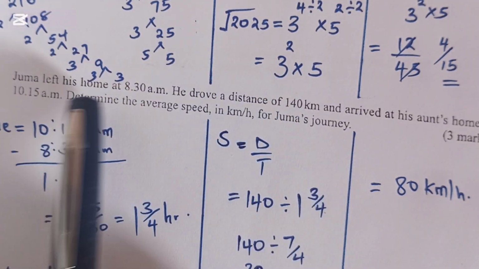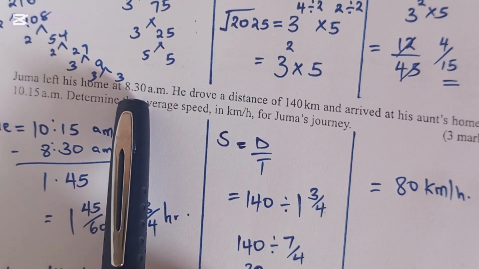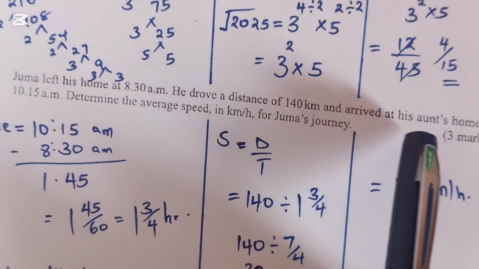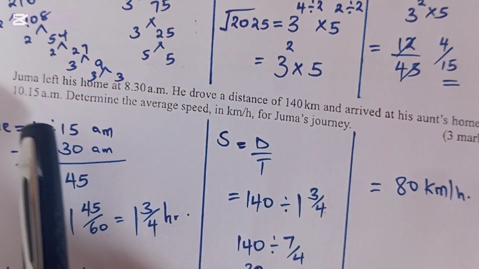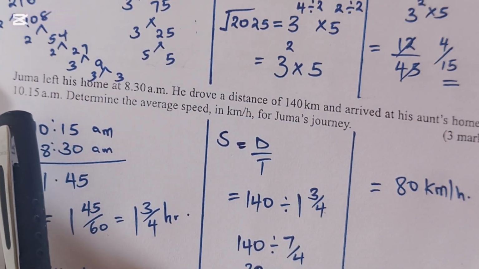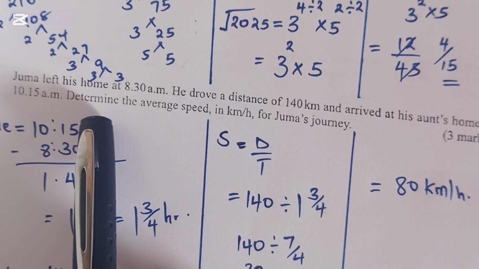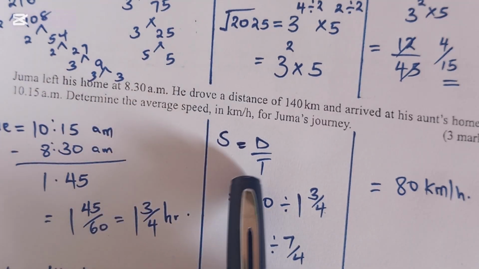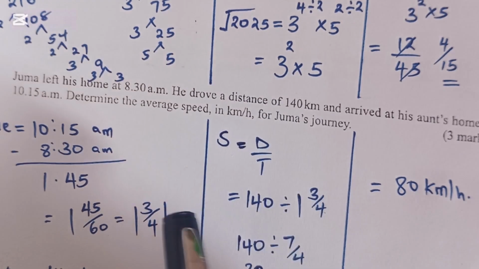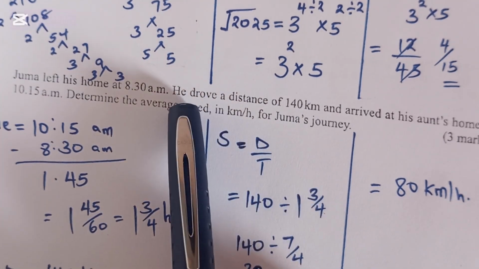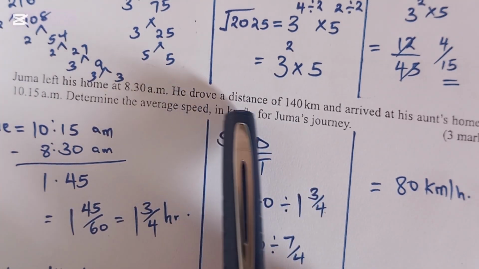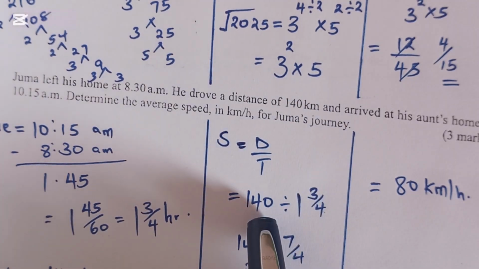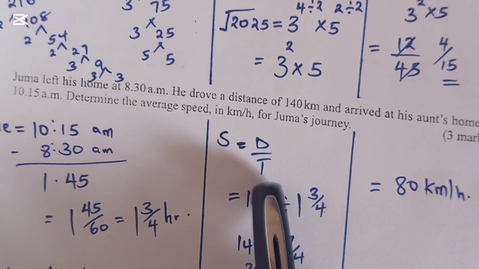We are being told Juma left his home at 8:30 a.m. He drove a distance of 140 kilometers and arrived at his aunt's home at 10:15 a.m. We have to determine the average speed. So how do we get speed? Speed is distance over time. This is the formula. So we need to have the distance. The distance is just indicated here. He drove a distance of 140 kilometers. So we already have the distance, 140 kilometers. But remaining the time now.